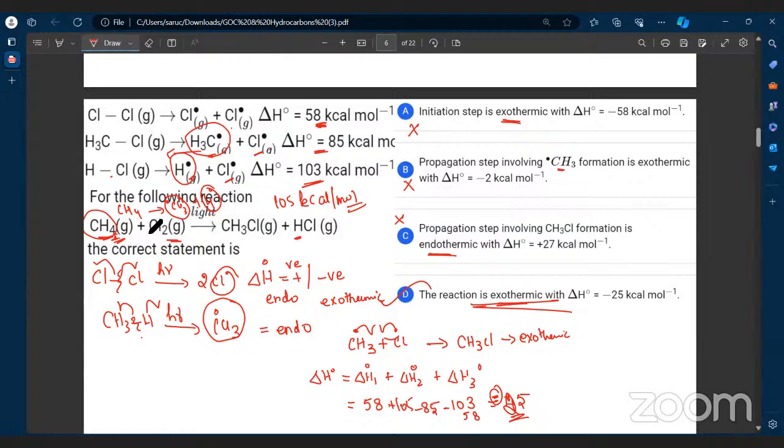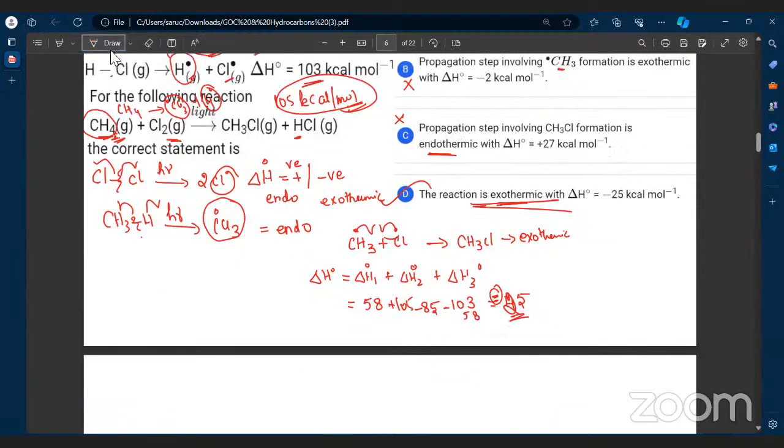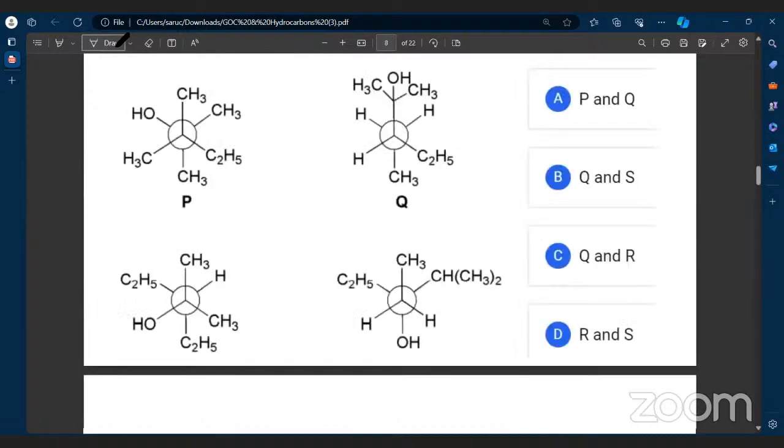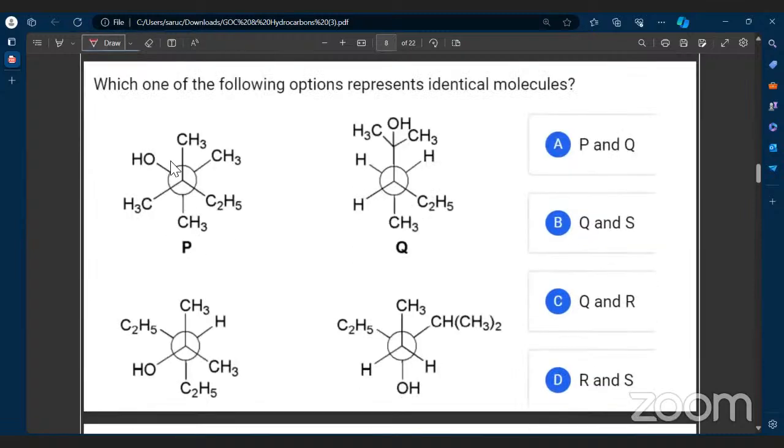Yes. So moving to the next question. Now we are going to apply what we have studied in the first question over here. Which one of the following options represents identical molecules? For identical molecules, we have to find out the configuration. If both are the same, it's going to be identical. Yes, that is what an identical molecule is.